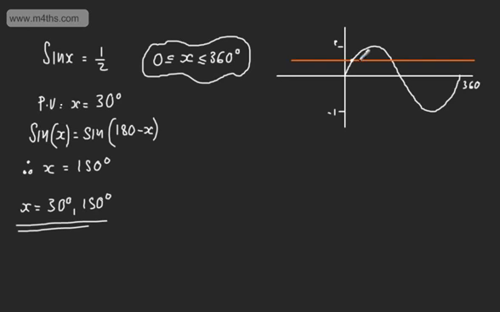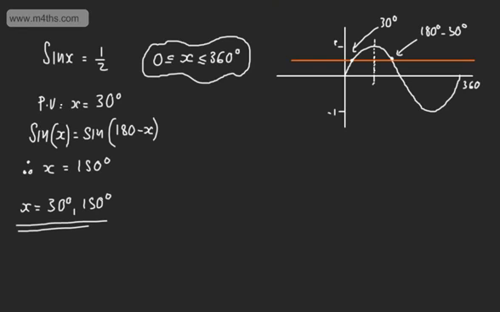Whilst we can't locate this one as such, we know on the calculator we've established that this is 30 degrees. By symmetry, and we're symmetric about this line right here, which is x equals 90 degrees, we're going to have one the same distance back, and this is going to be 180 degrees minus 30 degrees, which is going to give us the 150. So that's one way of solving that equation.